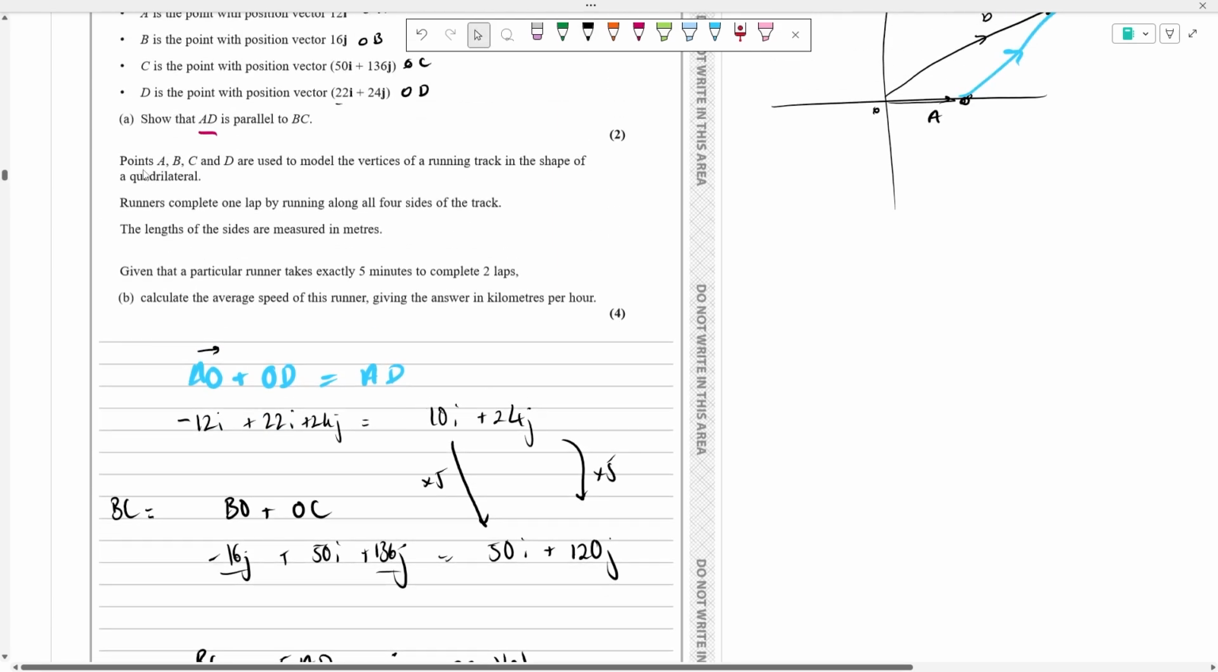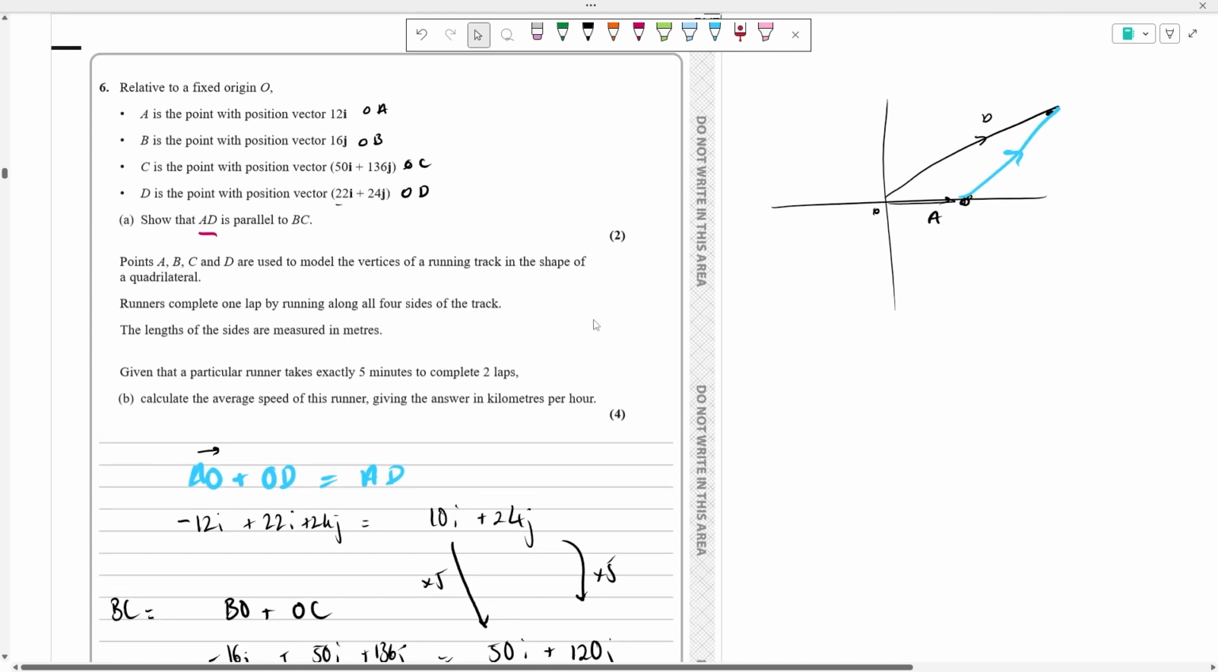Perfect. Points A, B, C, D are used to model the vertices of a running track in the shape of a quadrilateral. Runners complete one lap by running along all 4 sides of the track, and the sides' lengths are measured in meters. Given that a particular runner takes exactly 5 minutes to run 2 laps, calculate the average speed of this runner, giving the answer in kilometers per hour.